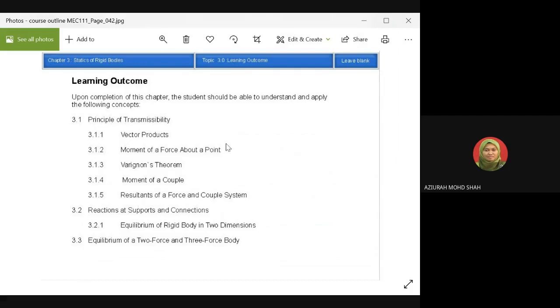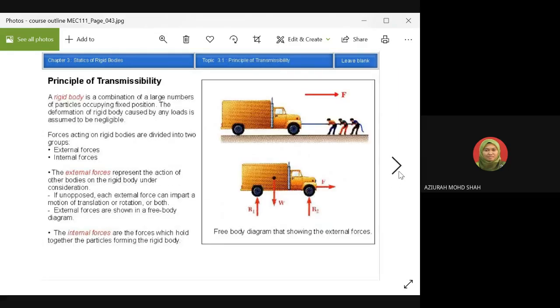So all these 3.1 we are talking about non-equilibrium. Then after 3.2 baru kita study on the equilibrium of rigid body. Last, detail sikit. What is 2 force and 3 force body? So actually it is not many to learn, tak banyak. Tapi of course kena faham konsep dia lah.